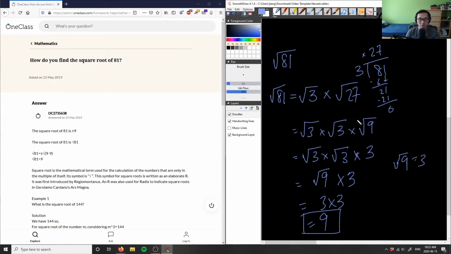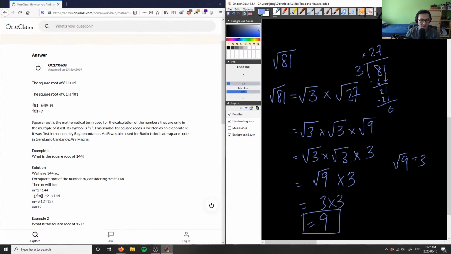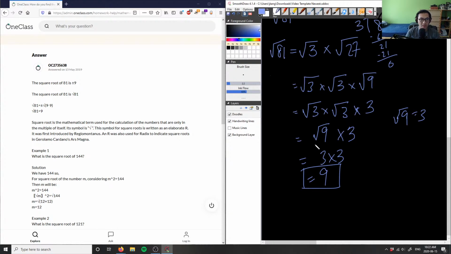One takes a little bit longer, but it really depends if you're very familiar with your perfect squares or not. So this solution here is correct because the square root of 81 is 9. But if we want to be a little bit more formal here, we can say that the square root of 81 here is actually plus or minus 9.